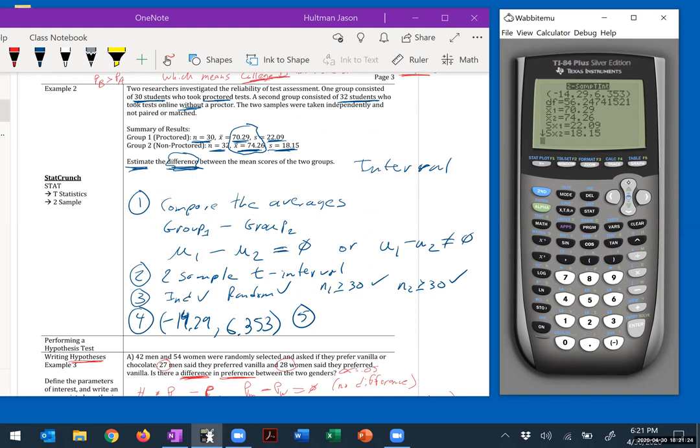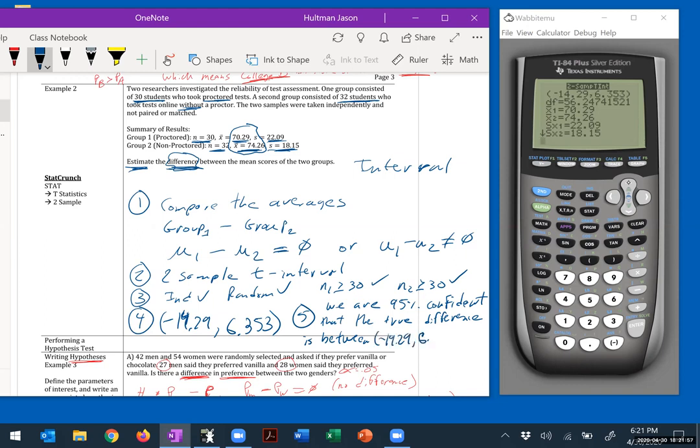Now, what does this interval mean? This means that we are 95% certain, or 95% confident, that the true difference is between negative 14.29 and 6.353.